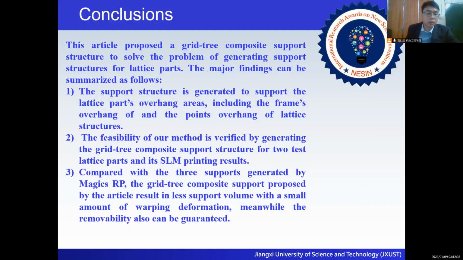Compared with the three supports generated by Magics RP, the grid tree composite support proposed by the article results in less support volume with a small amount of warping deformation. Meanwhile, the removability can also be guaranteed.